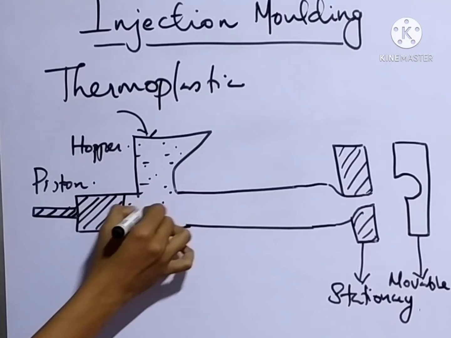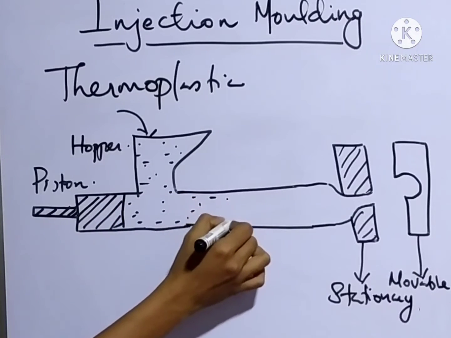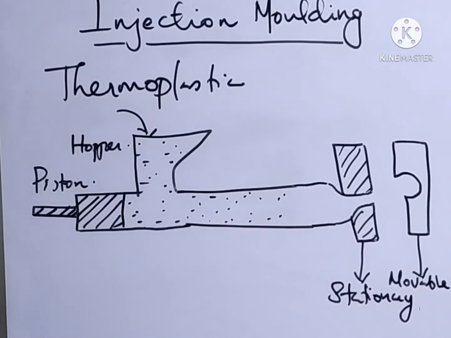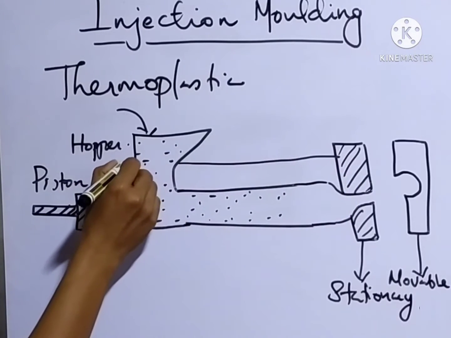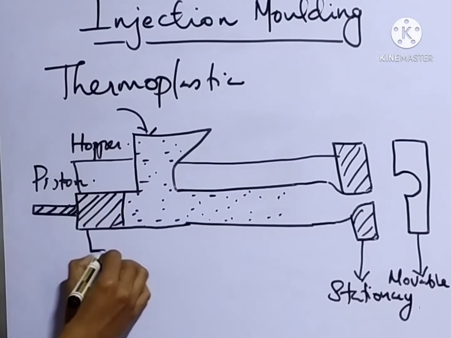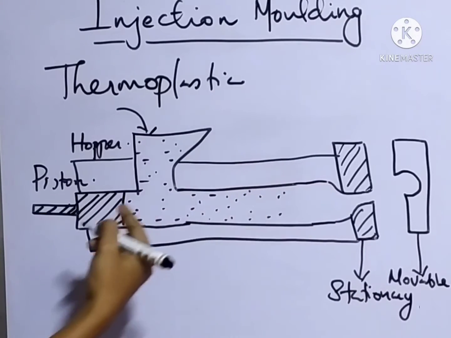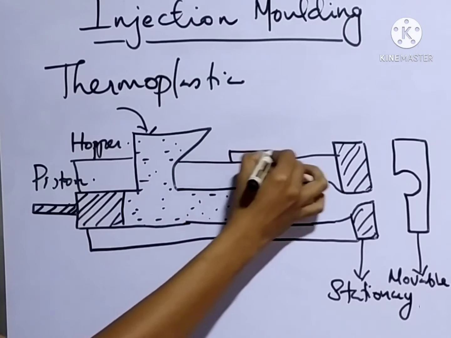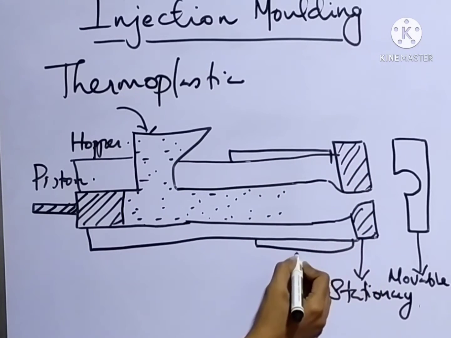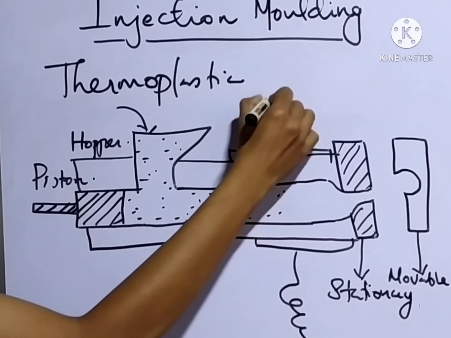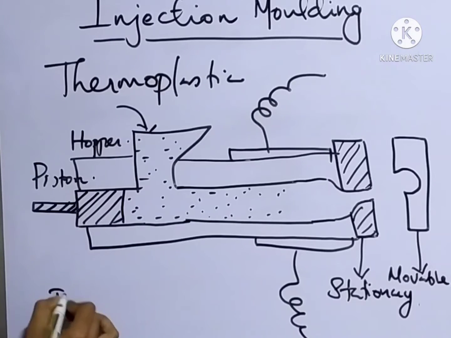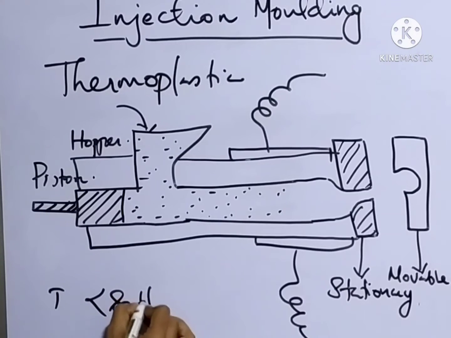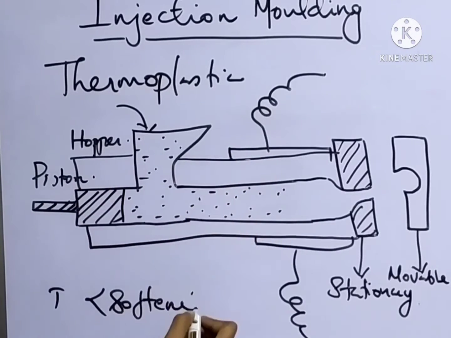So polymer is poured through the hopper, and this polymer moving through the cylinder is heated by using an electric heater, and the heating temperature is slightly lesser than the softening temperature of the polymer which is used in the molding process. So it is lesser than the softening temperature.